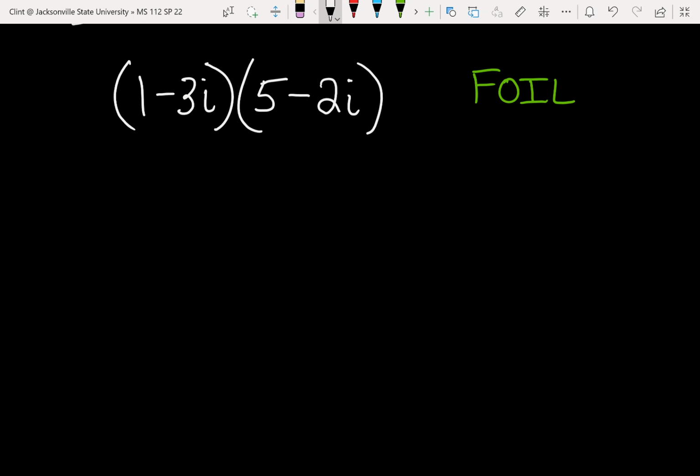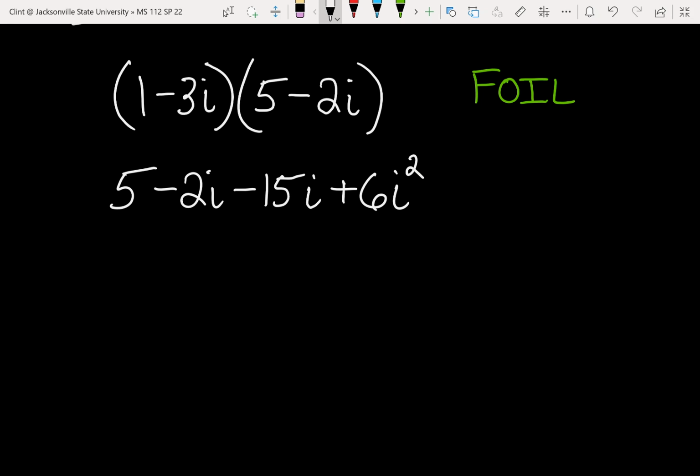FOIL, so 1 times 5 is 5. The outer terms, 1 times -2i. Inner terms, -3i times 5, that's -15i. The last terms, we've got to be careful here with the signs. -3i times -2i, positive 6. i times i is i squared. Anytime you see that i squared, it should make you uncomfortable. Now you've got to change it to a -1.